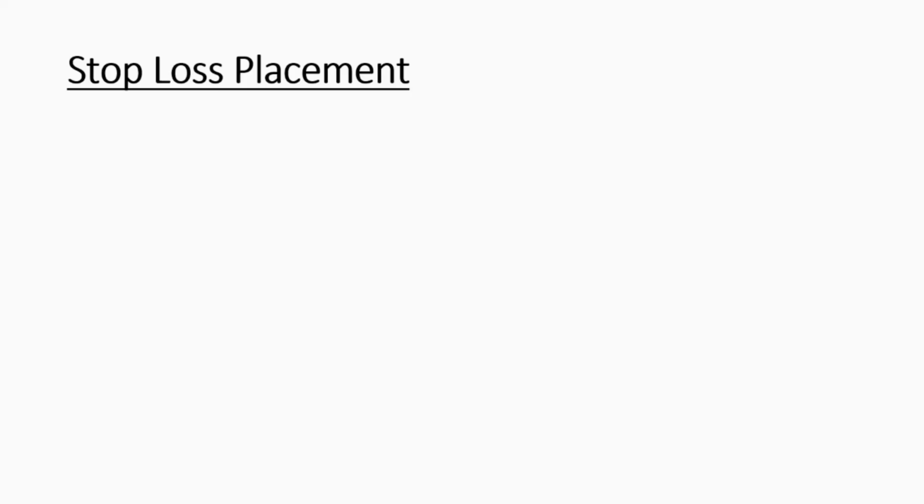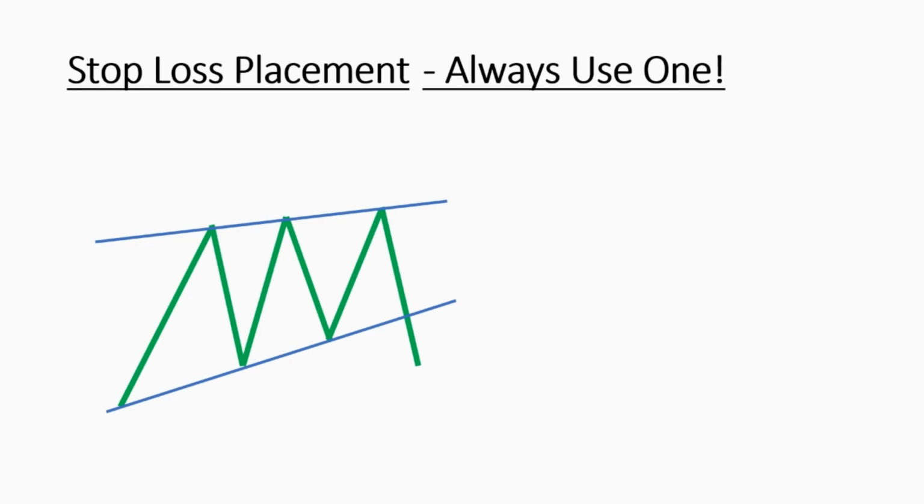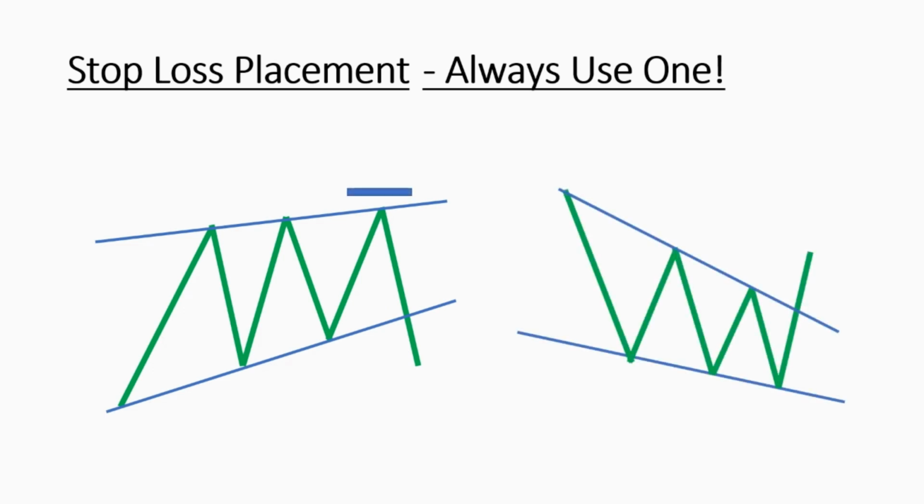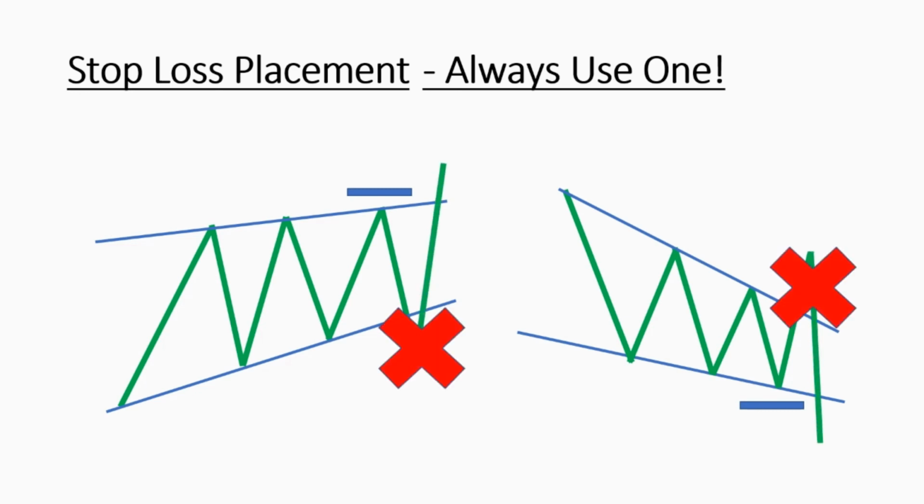So, the crucial stop-loss placement. Now, I don't think I need to remind you that you should always use a stop loss, but here we go anyway. You should always use a stop loss. I always place my stop loss just above the last high of the rising wedge and just below the last low of the falling wedge. This is because a rise or fall above this level invalidates the potential following move, whether that be a bullish move in the case of the falling wedge or a bearish move in the case of the rising wedge.